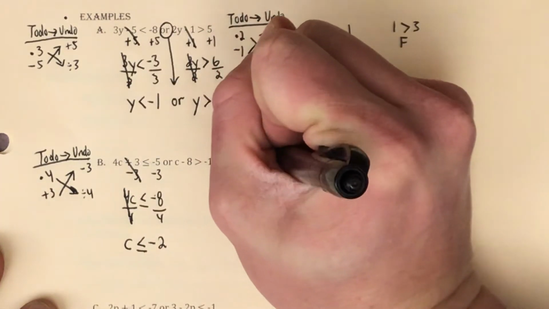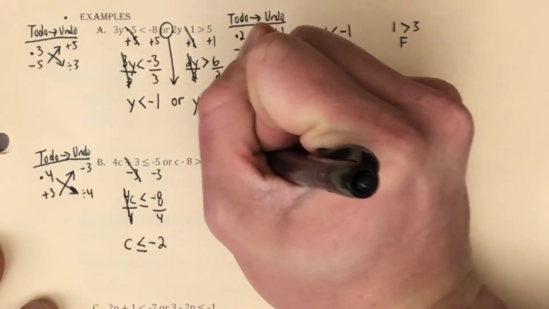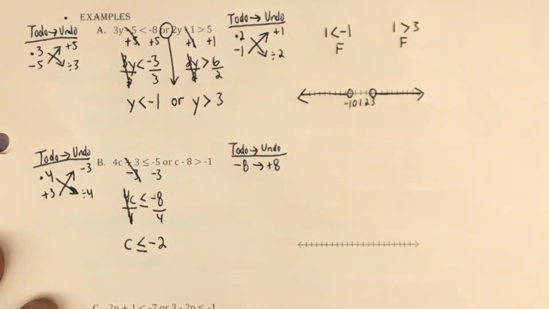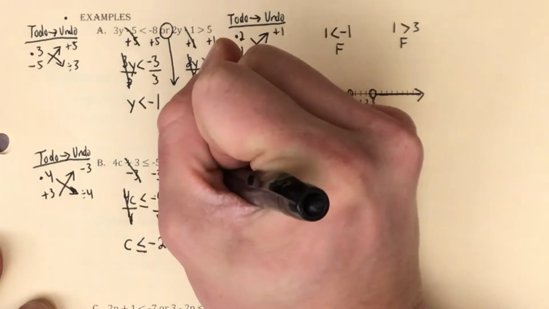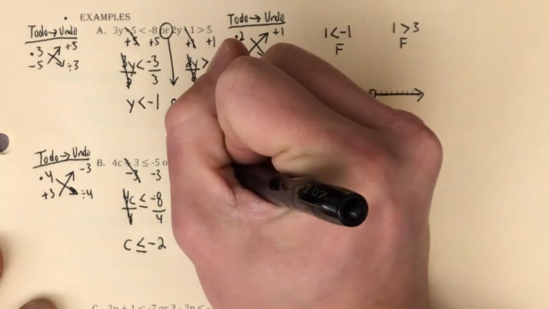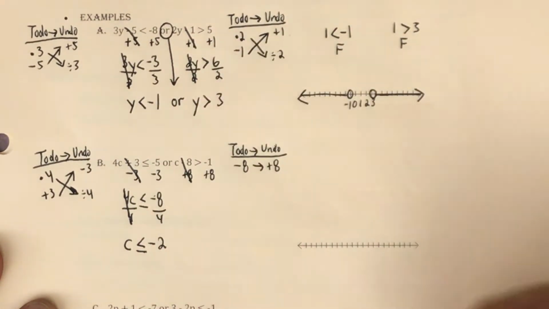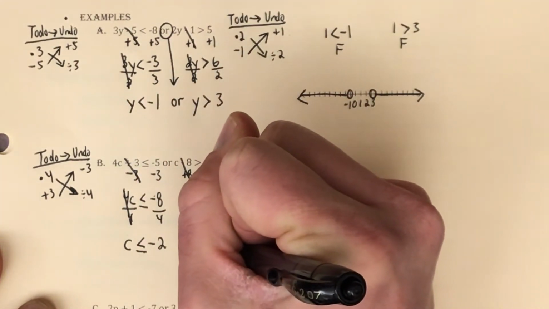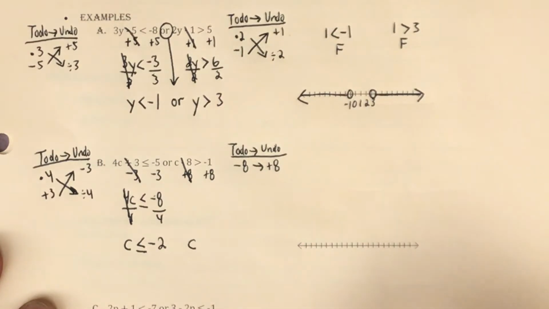So in my to-do to undo list, I only have one thing on it, which was they subtracted 8, so I need to add 8. So inverse operation. So I'm going to add 8 to this side, which means I also have to add 8 to that side. Now negative 8 and positive 8, they cancel, and I'm left with just C, and I'm going to bring it down even here with this one, just to keep it in line.